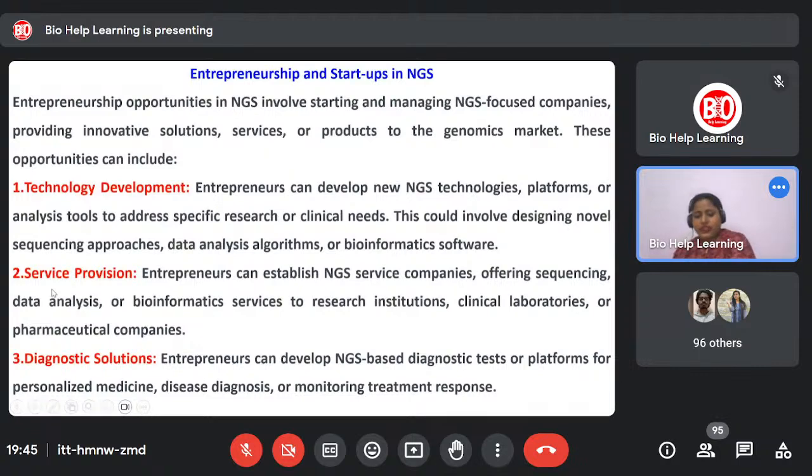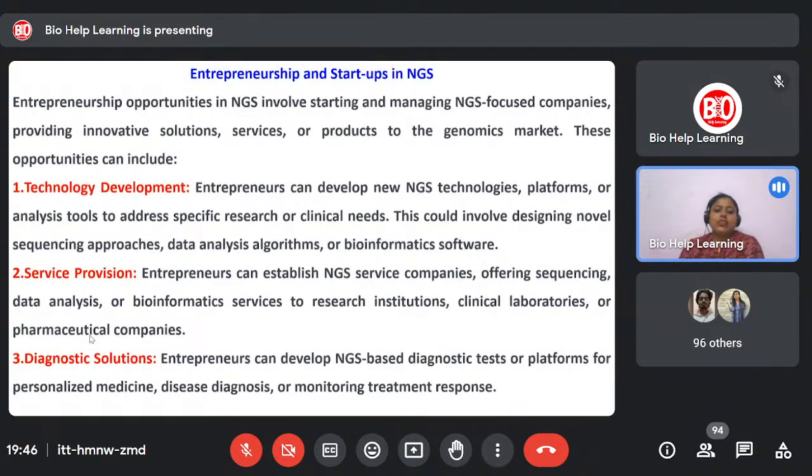Actually, entrepreneurs means any entrepreneur can provide the NGS service, companies offering sequencing data analysis. Well, if you understand the term NGS data analysis, you can be that entrepreneur, so that you can analyze their data and you will get the money from them also.